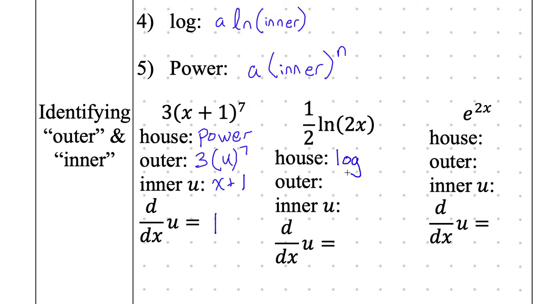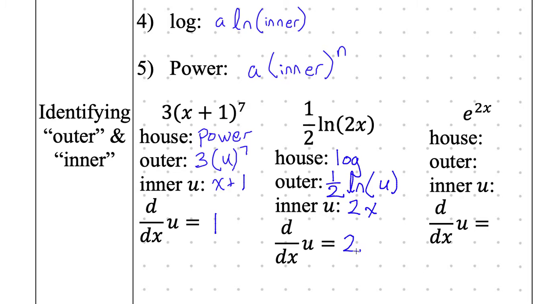What is the outer? The outer is 1/2 natural log, and then we have to worry about the inner later. What is that inner? 2x. And then, Gio, use your rule that I just taught you. What is the derivative of the inner with respect to x? Take the coefficient. 2. That rule gets harder whenever you have powers, but for now, just take the coefficient.